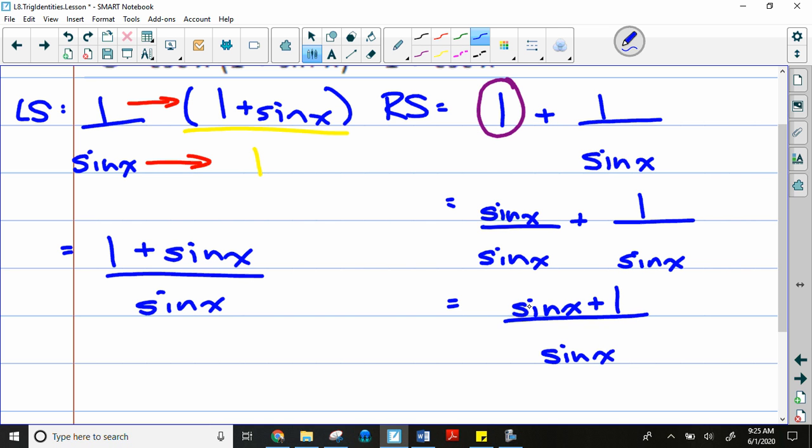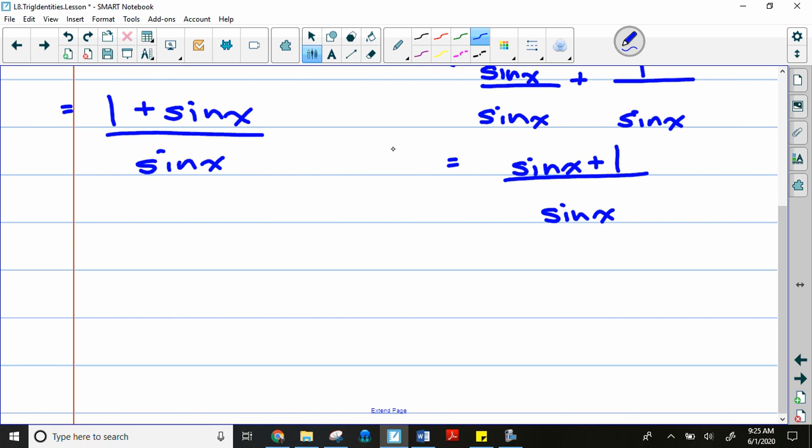This one says sine plus 1. This one says 1 plus sine. It doesn't matter the order because they're both positive. If this was a negative in here, then things would matter. But because they're both positives, we did it. And it did not look at all like where I thought we were going. Therefore, left side equals right side.